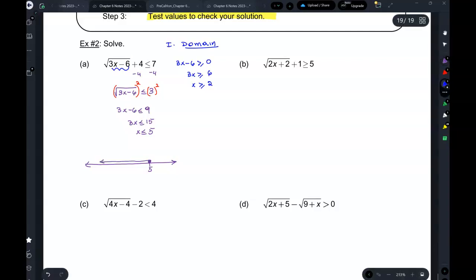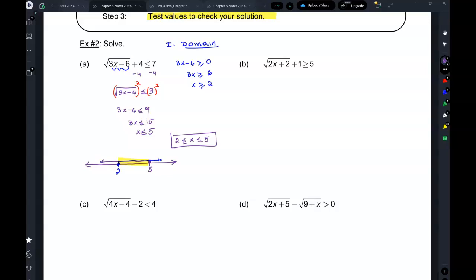My domain, though, is telling me it has to be greater than 2, right? Yes. So here is 2 greater than 2. Do you see how there is an "and" situation here? So then the final answer will be 2 less than or equal to x less than or equal to 5. Okay? This was the domain.